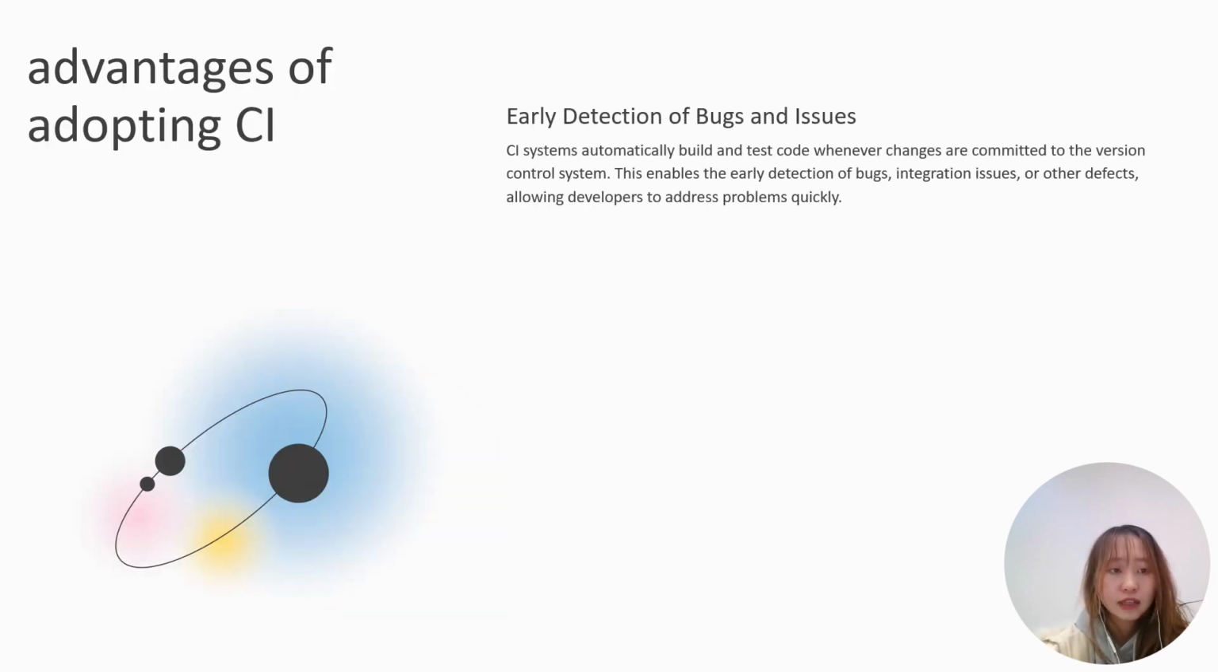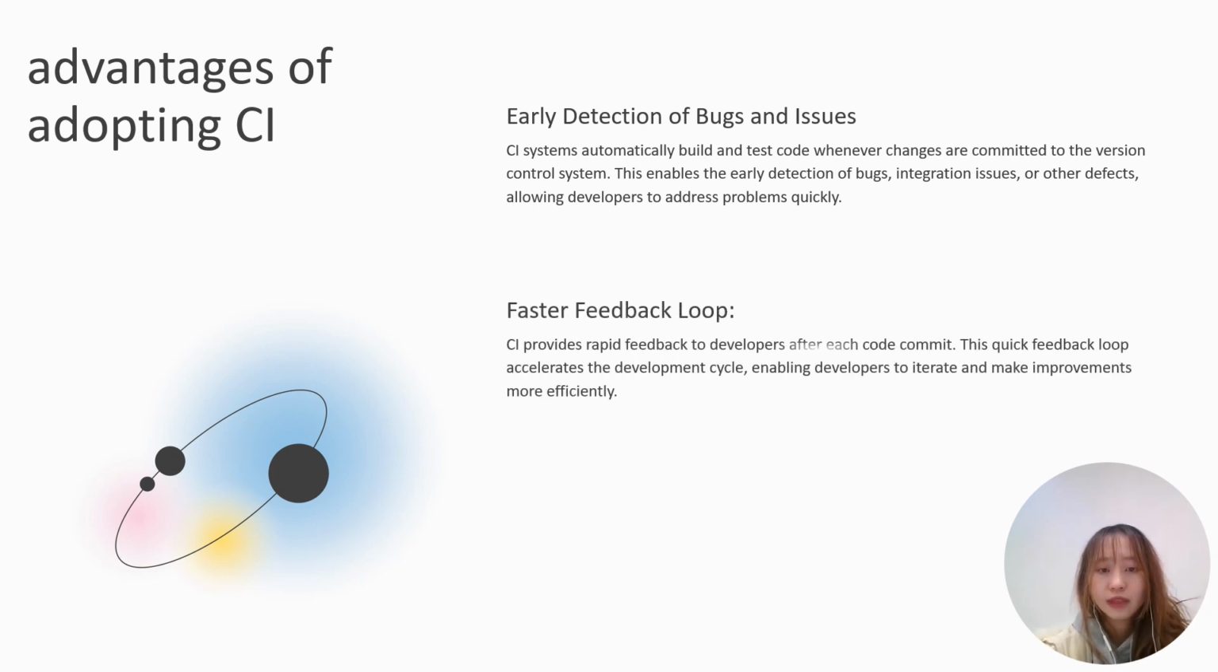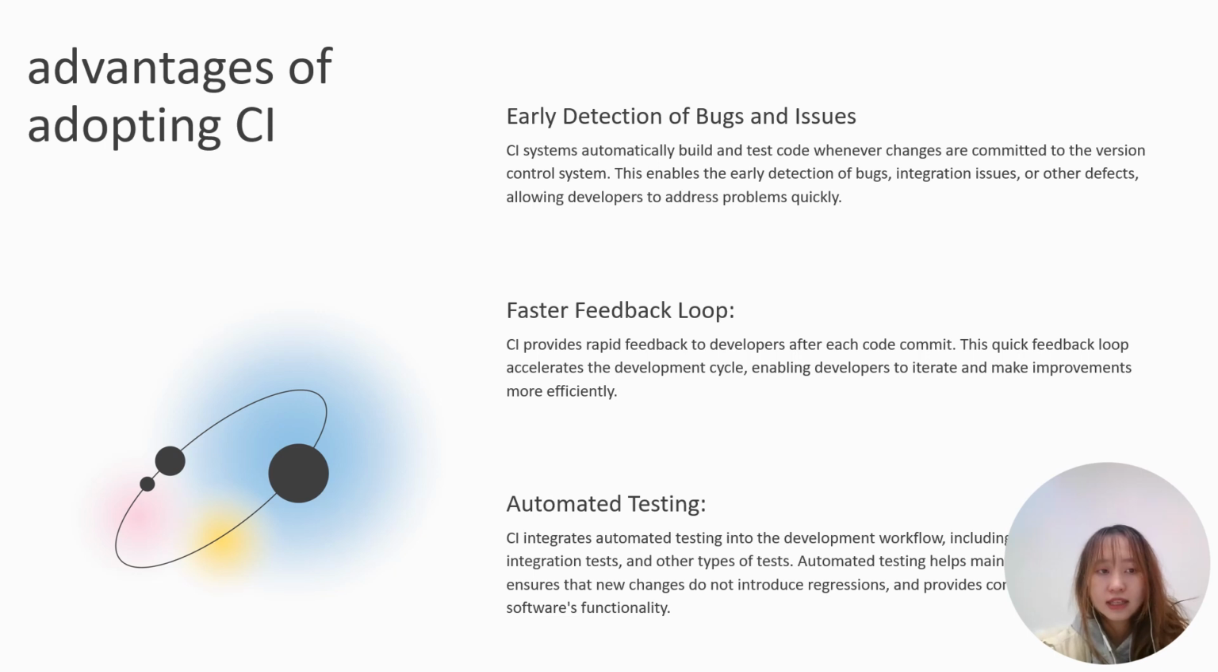Then I will talk about the advantages of adopting CI. I have listed 3 advantages. First is early detection of bugs and issues. CI systems automatically build and test code whenever changes are committed to the version control system. It enables early detection of bugs, integration issues, and other defects, allowing developers to address problems quickly.